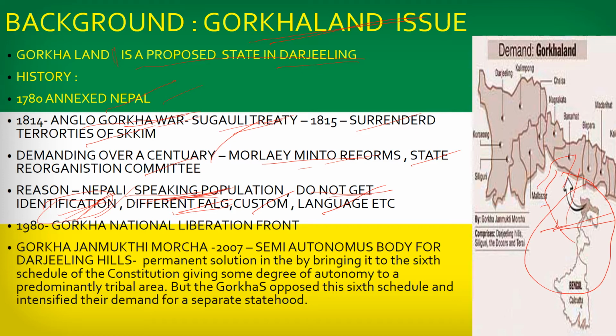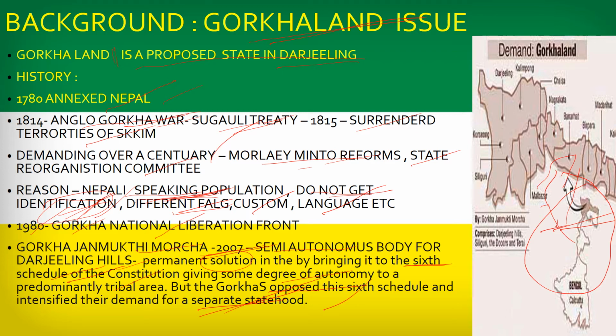Fine. So a demand has been made throughout the years, and it got intensified in the 1980s, where the Gorkha National Liberation Front played a major role, and in the year 2007 the Gorkha Jan Mukti Morcha took the lead and they made a semi-autonomous body for the Darjeeling Hills. Fine. So as a solution to this, what the government says is they would be given a provision under the 6th Schedule where they would be made a semi-autonomous state with more powers, but the Gorkha people want a separate state. So this is the case of conflict which is going on.